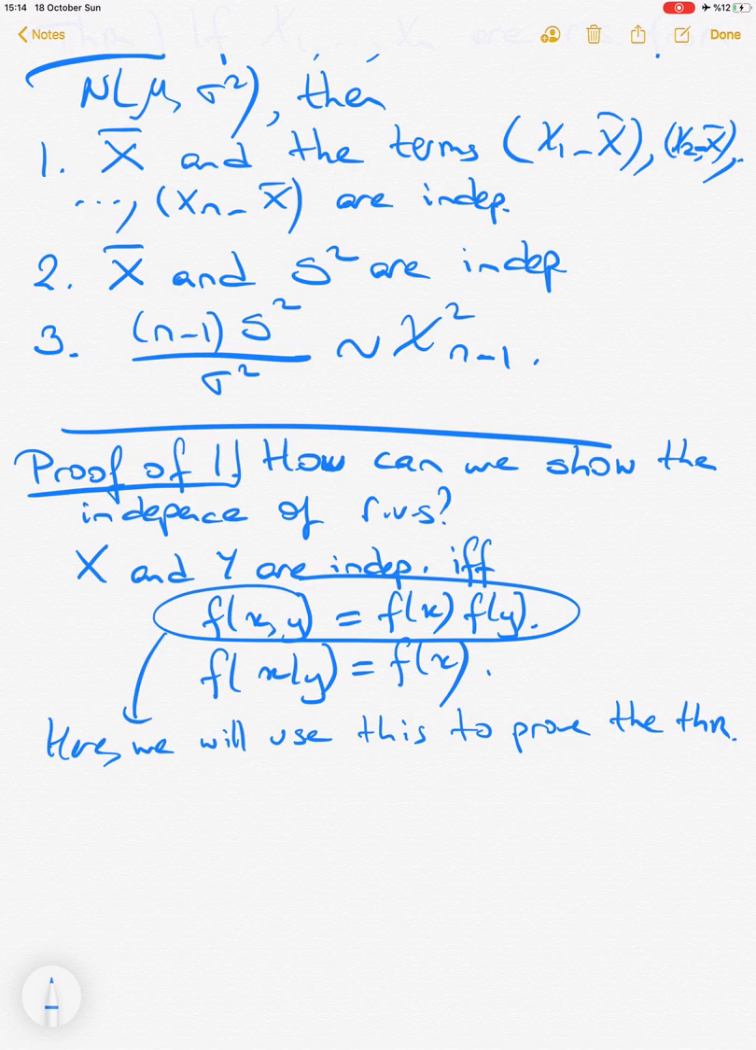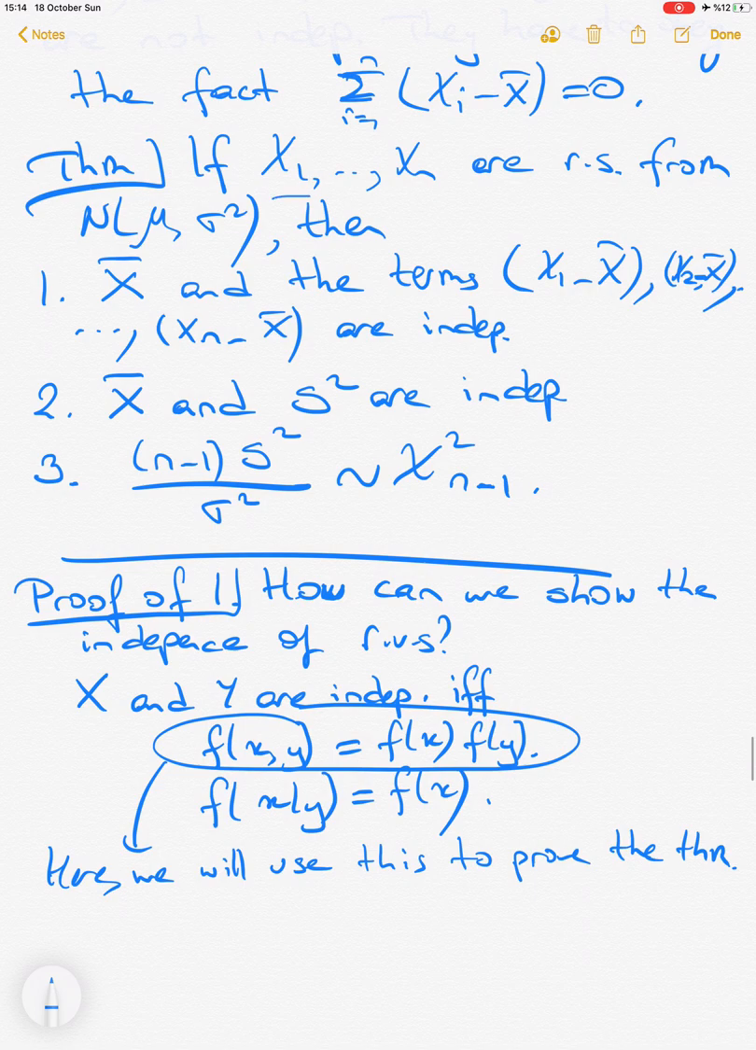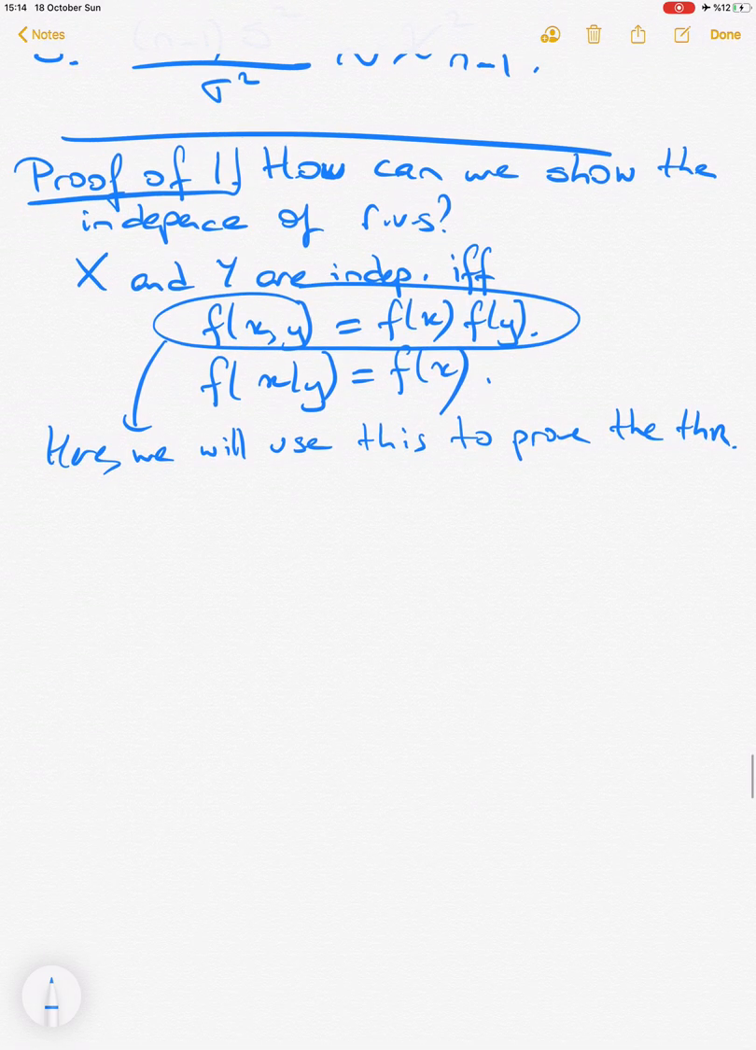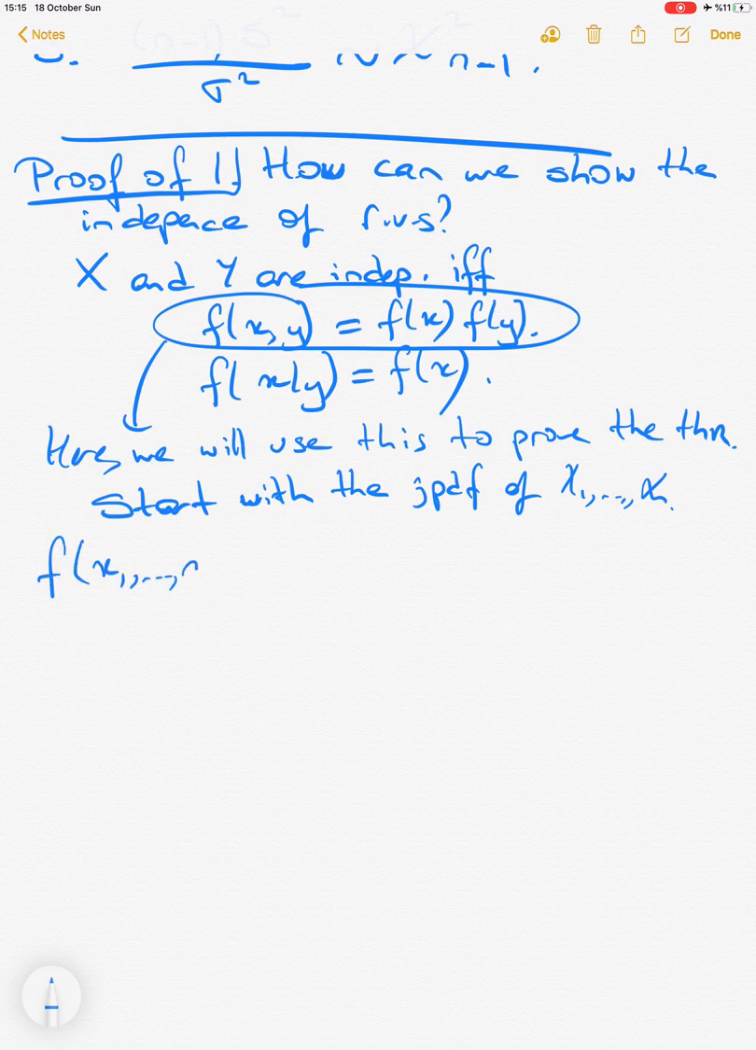Okay, so let's start with the given information. What we know is x1 to xn are a random sample from normal distribution. So let's find the joint distribution of this random sample, and then using the transformation techniques try to show that x bar and the other terms are independent. We always start with the given information and then convert it to the things that are asked in the question. Since we have a random sample, the joint distribution of x1 to xn, because they are independent, we can write as a multiplication of marginal distributions of x1 to xn.